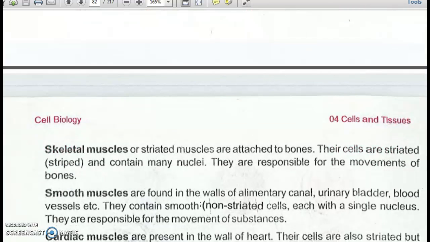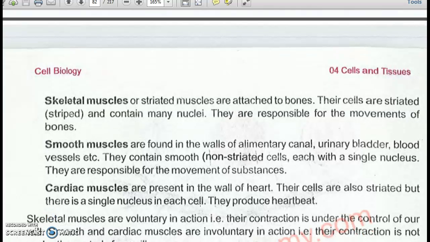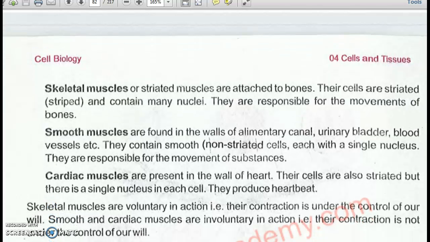Now we are going to compare the differences of these three different types of muscle along with their functions. Skeletal muscles, or the striated muscle, are attached to bones. Their cells are striped and contain many nuclei. They are responsible for the movements of bones. Smooth muscles are found in the walls of the alimentary canal, urinary bladder, blood vessels, etc. They contain smooth, non-striated cells, each cell with a single nucleus. They are responsible for the movement of substances.